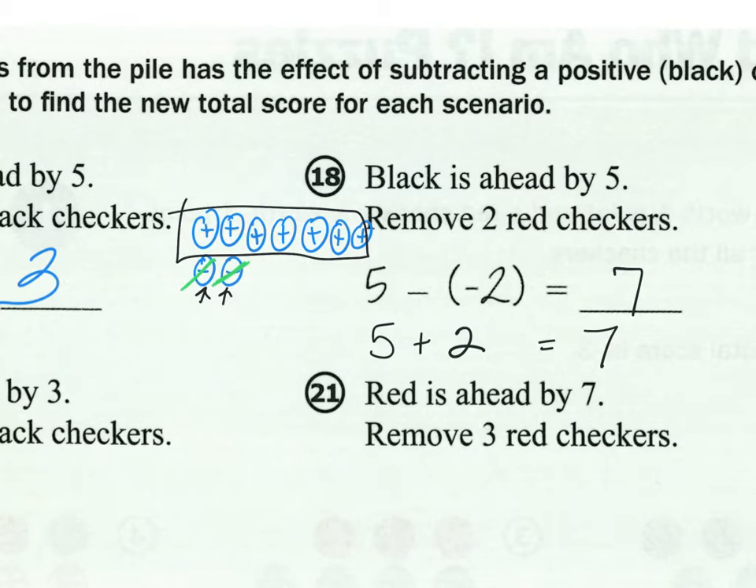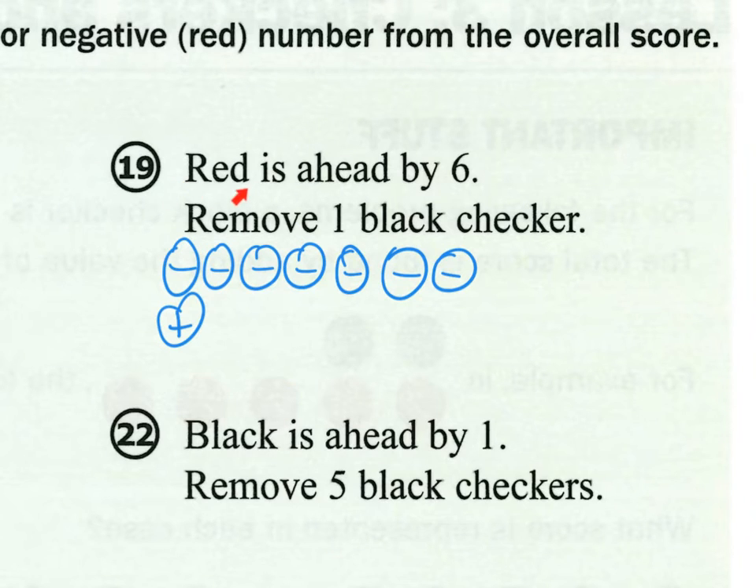19 is similar in that I'm going to start with a problem where red is ahead by 6 and I'm going to remove 1 black checker. So I needed a picture where I have a black checker to remove and red is still ahead by 6. We can see that this is a 0 pair right here. So red is currently ahead by 6, so I start out with negative 6. And we're going to remove 1 black checker, so minus 1. I'm going to take out this black checker. Now I can see what I'm left with is negative 7.